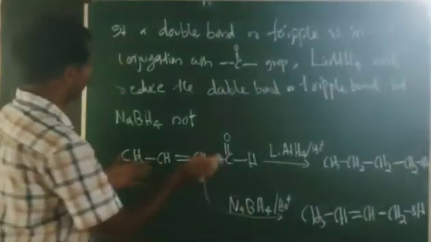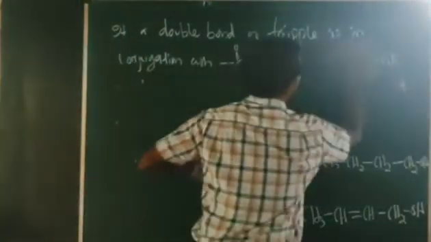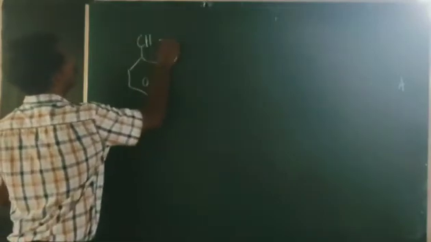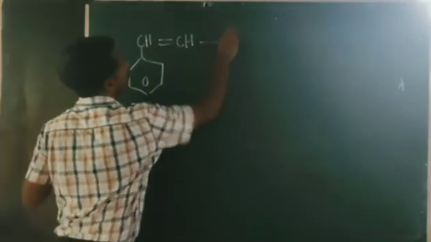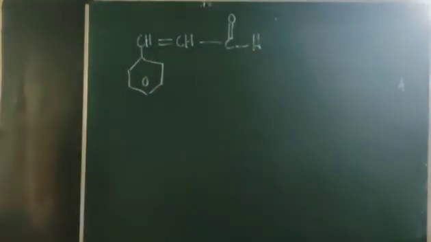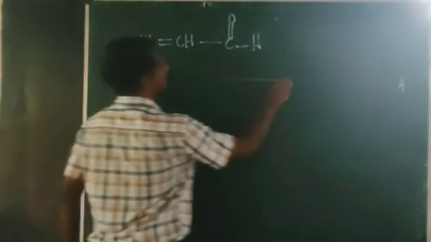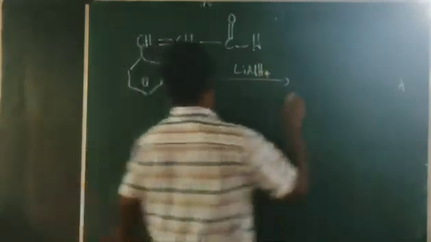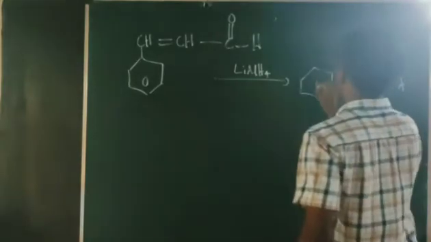Okay, one more example. Look at it here. The double bond is in conjugation with the carbonyl. Suppose you take this compound, CH=CH-CH=O. This is the compound. So what do we get if you take LiAlH4?